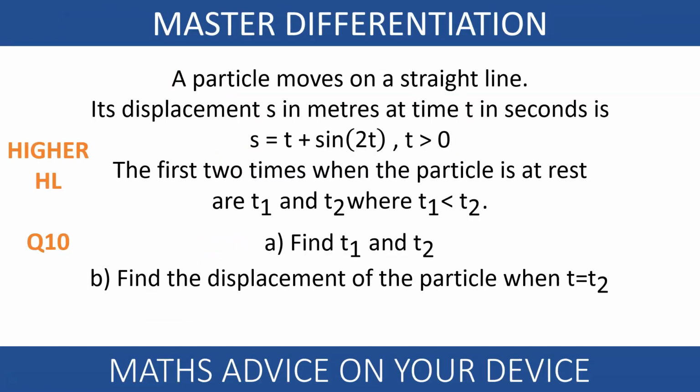A particle moves on a straight line. Its displacement s in meters at time t in seconds is s equals t plus sine of 2t, where t is positive. The first 2 times when the particle is at rest are t1 and t2, where t1 is smaller than t2. We need to find these 2 times and the displacement of the particle at the second time.